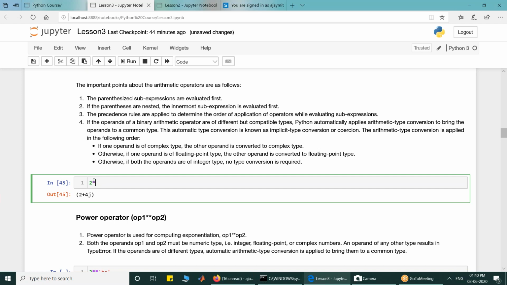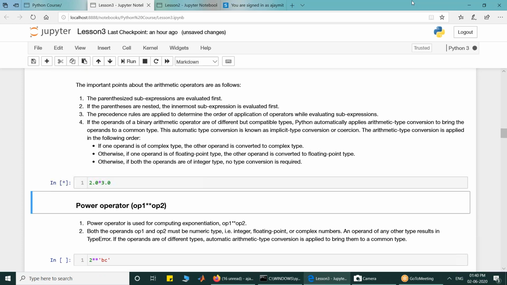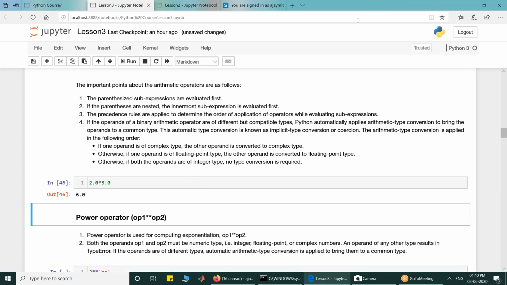Similarly, if you have 2 into 3.0, this will be typecasted, this will be promoted. So 2 will be promoted to 2.0, and then multiplication with 3.0 is carried out to give you the result 6.0. And when there are two integers involved, there is no requirement for conversion as such.